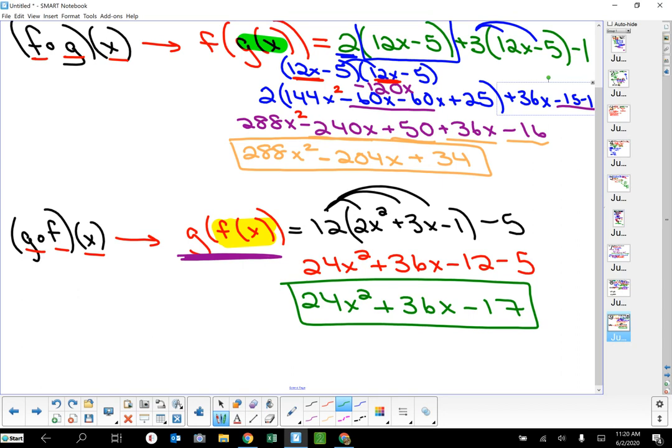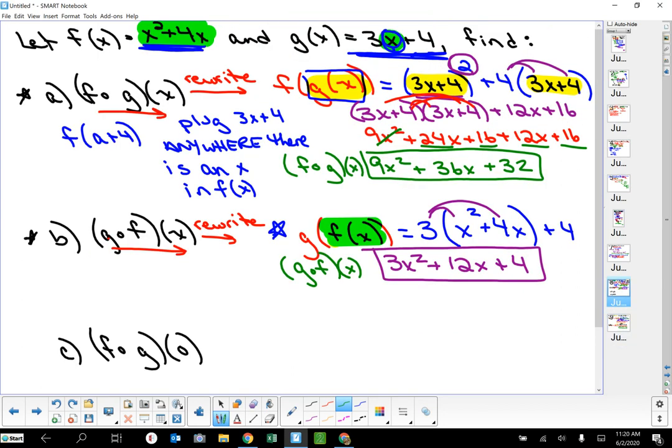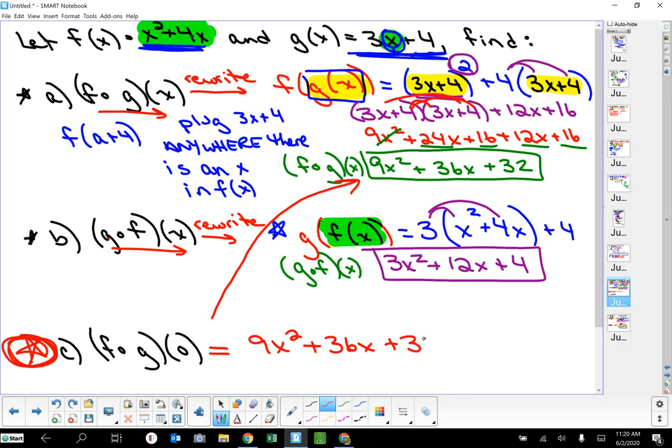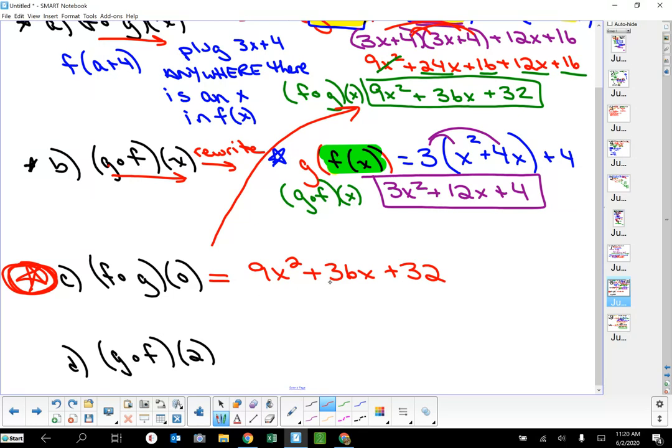And then the only other thing you're going to have to do with these is evaluate your compositions at a number. So typically you're going to do the composition first and then do the rest. So jumping backwards to the first composition we did here, what you're being asked to do now in section C, I'm down here, is to take f of g and evaluate it at 0. Well, f of g is right up here, and so I'm going to rewrite it. 9x squared plus 36x plus 32. And now I'm going to just plug 0 in where all the x's are.